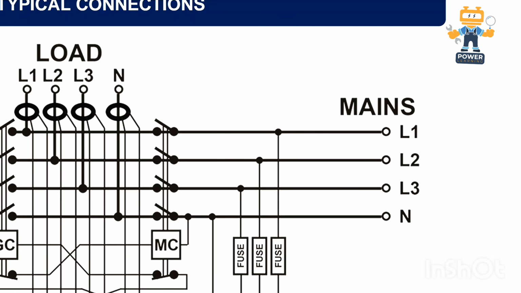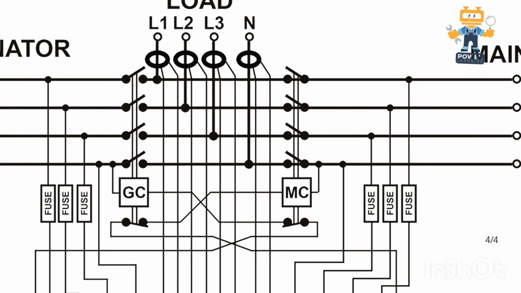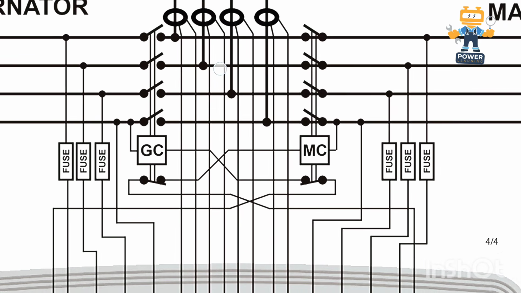Okay my dear friends, so now you see the generator is producing three phase neutral and the grid is also producing three phase neutral. So the grid is connected here with the magnetic contactor and the generator breaker, and in between it is connected with the load.